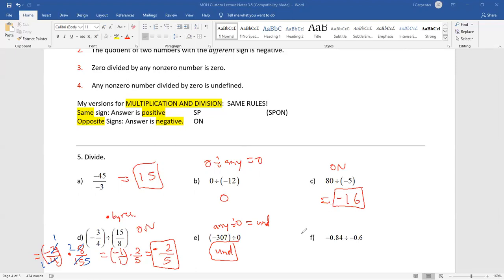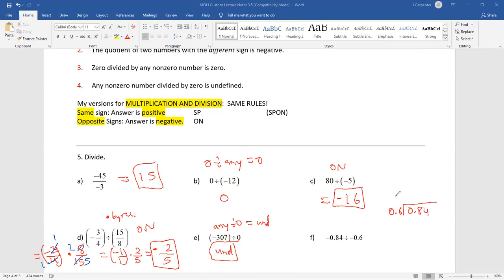All right, I lied. We will do all of these. This will be good practice. Negative 0.84 divided by negative 0.6. Well, that's long division with decimals. It might make it easier on you. So let's ignore the negatives for now. So that's just a 0.6 on the left and a 0.84 on the right.